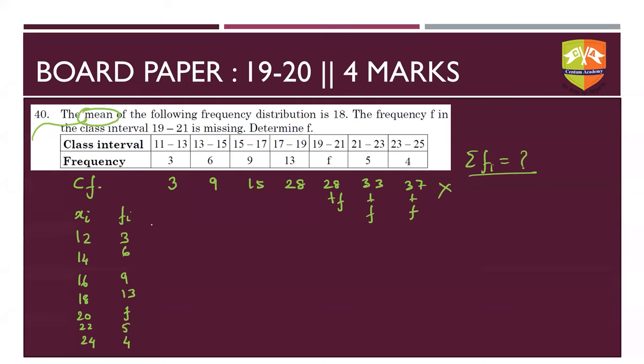Then would you go for assumed mean? I would definitely go for assumed mean. So 12, 14, 16, 18, 20, 22, 24. Let us say 18 is the assumed mean. So let's find DI: minus 6, minus 4, minus 2, 0, 2, 4, 6. Now summation FI DI.